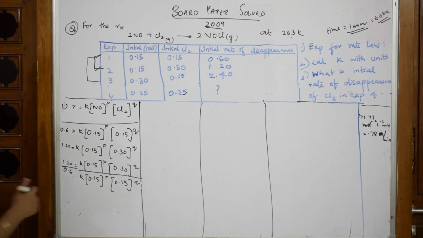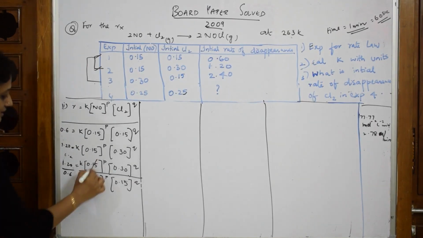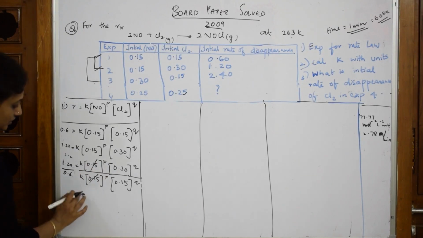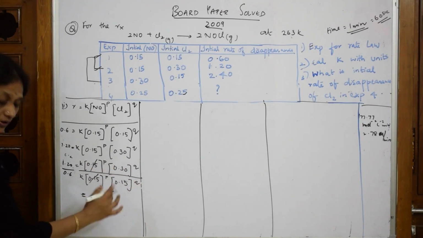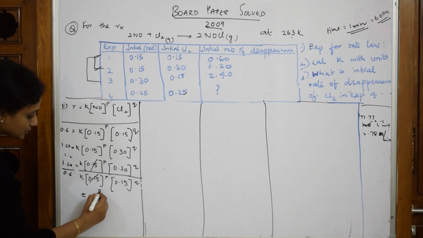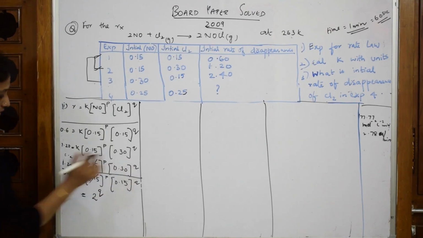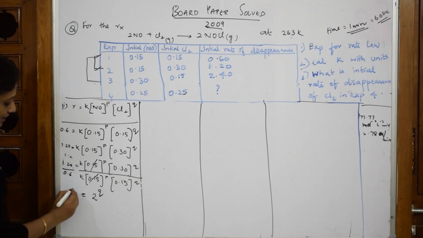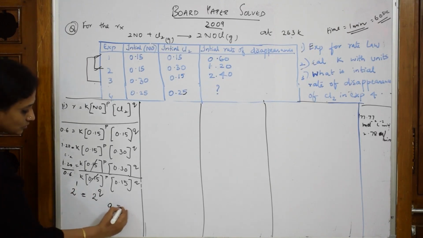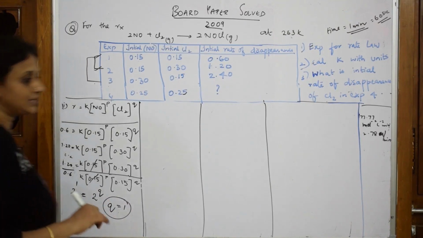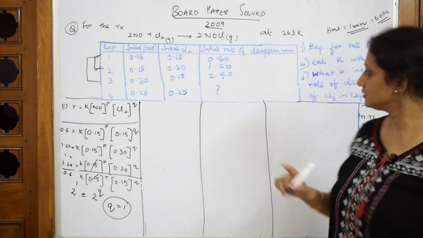What do I get now when I solve this? This and this get cancelled out, so I can write this as 2 raised to the power of Q. Now what do I get on the other side? Twice, right? 2 raised to the power of 1. All bases are the same, so Q is equal to 1. I got one answer, right? Let me come back and solve the P part.